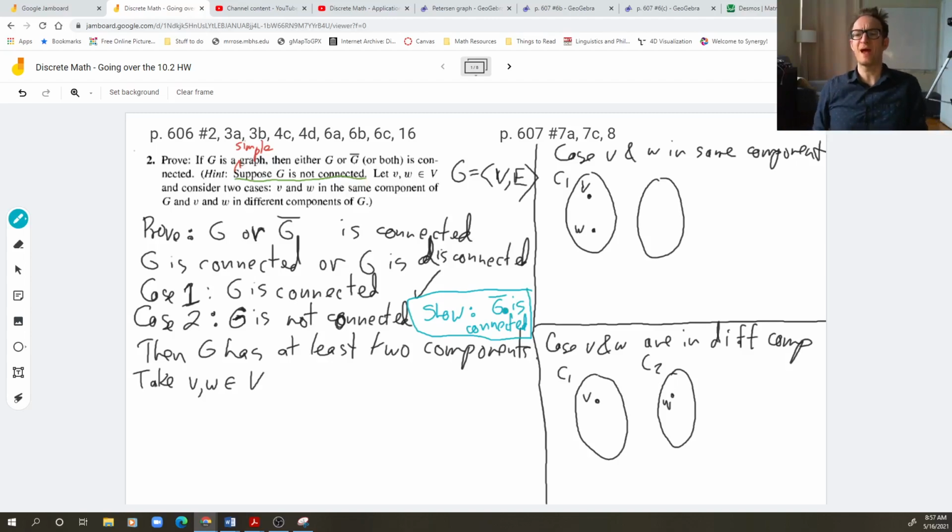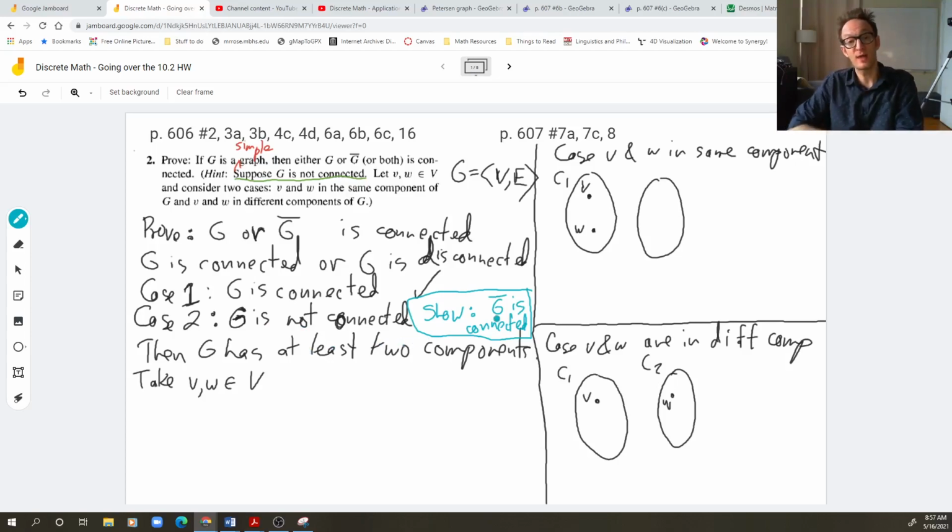I'm explaining this very badly. Just backing up for a second. Goal: prove that G or G complement is connected. Well, if G is connected, we're done. So suppose G is not connected. Basically, this proof boils down to showing that if a graph is disconnected, then its complement is connected. That's the whole thing. Well, how do I show that the complement is connected?